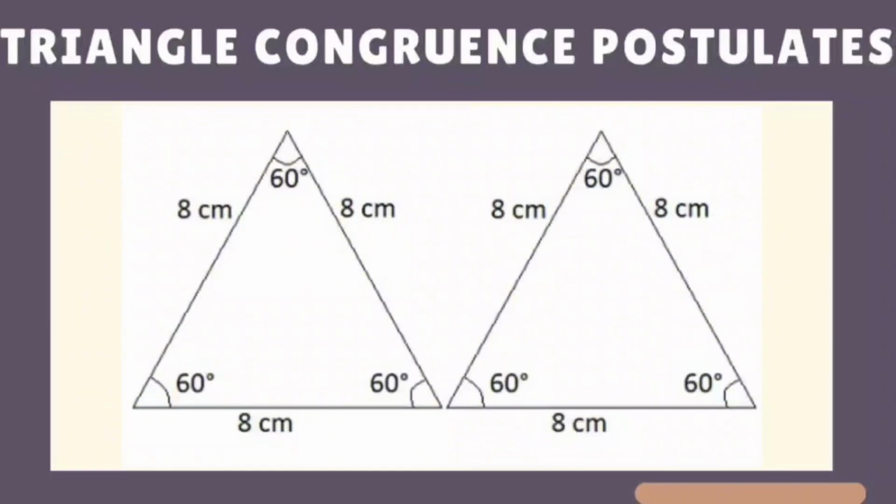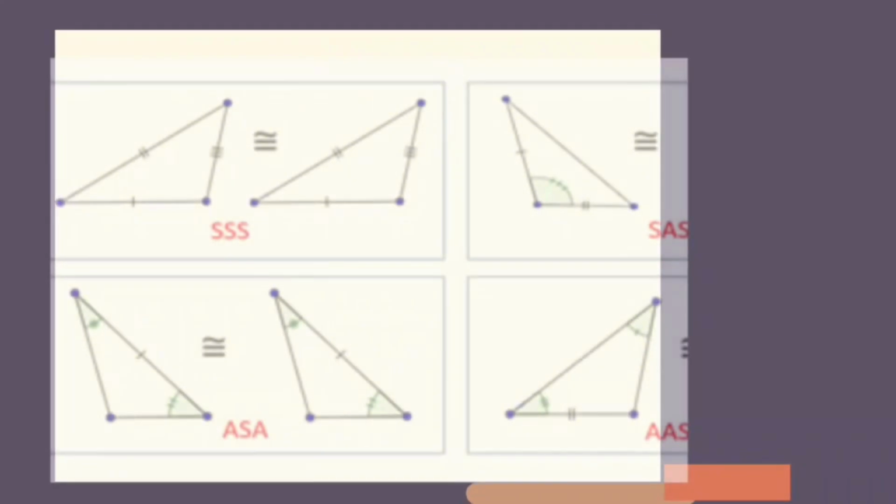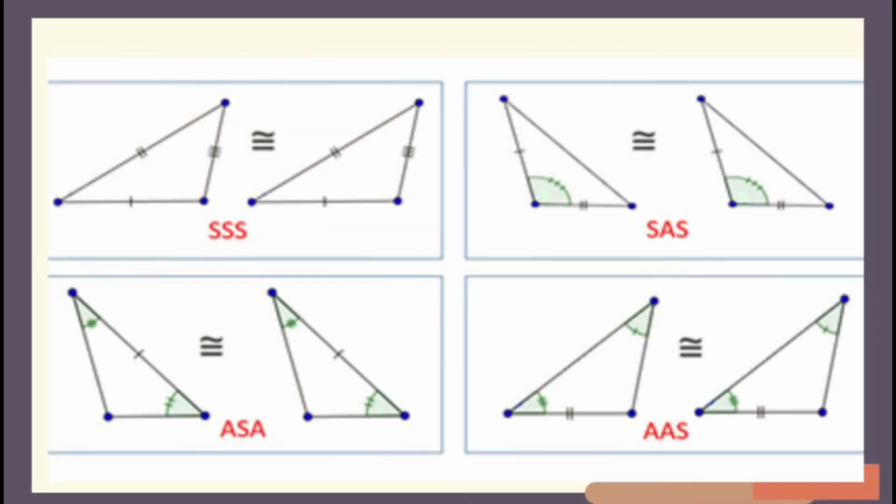So what is congruence in triangles? Congruent triangles are triangles that have the same size and shapes. This means that their corresponding sides are equal in length and their corresponding angles are equal in measure. We use triangle congruence postulates to prove that two triangles are congruent without having to measure all 6 parts. There are several important postulates that allow us to prove triangle congruence.